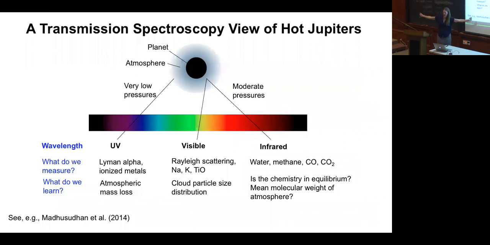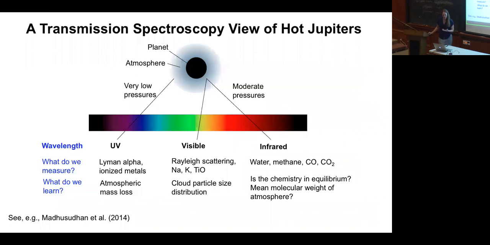So you're looking at things like Lyman alpha absorption, ionized metals, and the main thing that tells you is whether or not the planet is losing mass. Is its atmosphere being gradually blown off? And you can estimate what that rate of mass loss is. So this is something that's really important for these close-in planets.